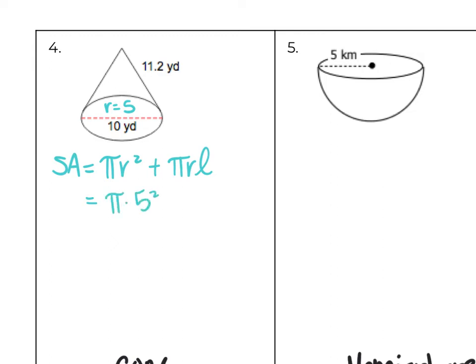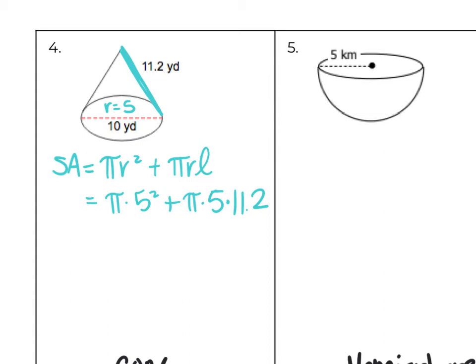So pi times 5 squared plus pi times 5. Do we have the L? What's the L? Yes, remember that's the slant height. So if you measure along the outside of the cone, what shape is that? Sometimes they're going to give you the direct height, which will go down to here. And that is a little different.